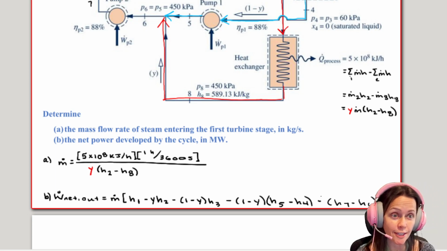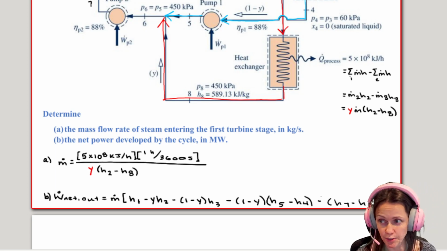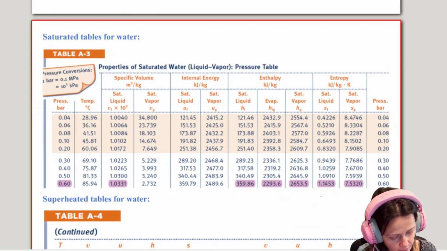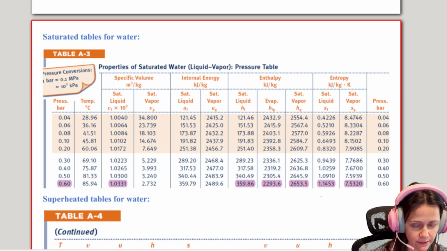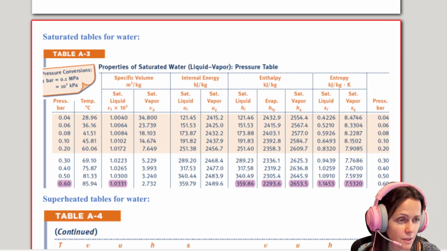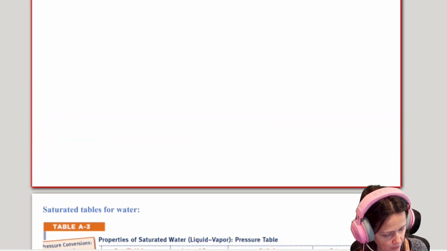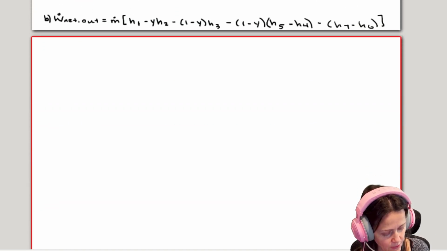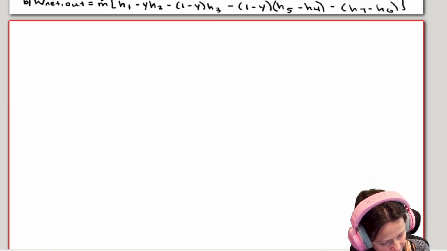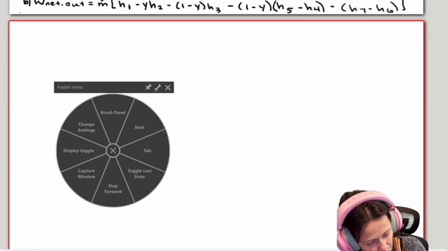And so the only thing that I need to get at this point is H values. So I've got my saturated tables for water down here, and my superheated table. So let's see. I'll just continue to go back and forth. Hopefully, it won't be too annoying.